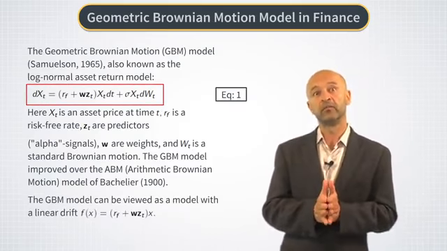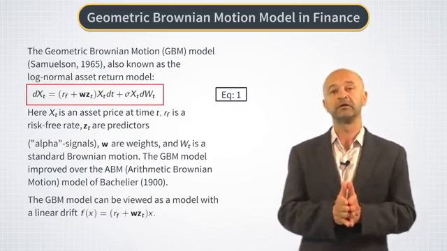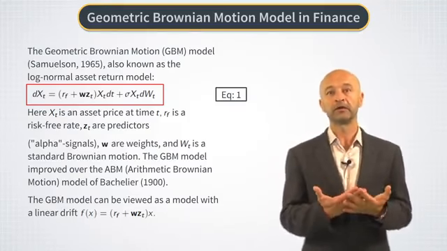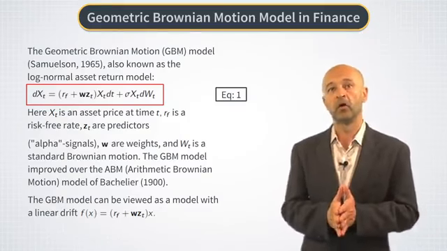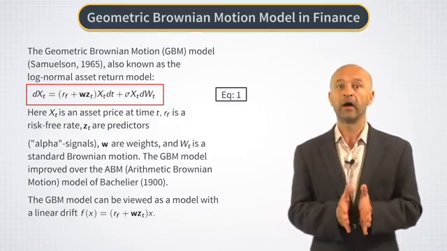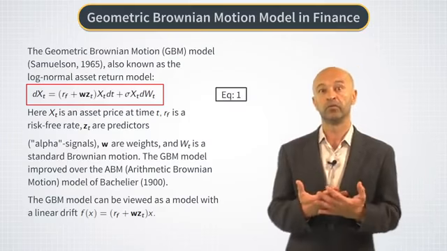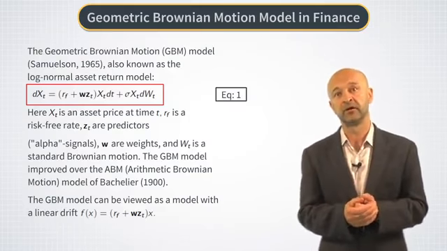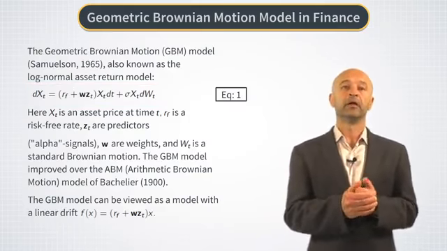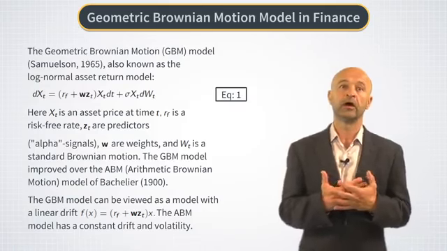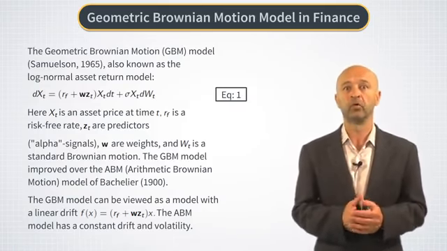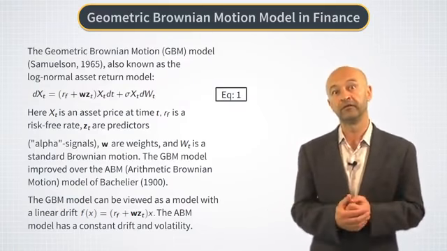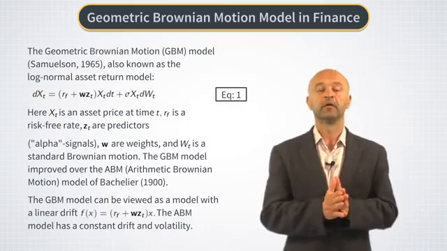We can view it as a model for the stock value x_t with a linear drift function f of x given by x_t multiplied by a sum of a risk-free rate R_f, alpha signals z_t with weights w, and a noise term with intensity sigma times x_t. Now, the difference with the arithmetic Brownian motion, or ABM, model of Bachelier is that in the ABM model, both the drift and the volatility terms are constant.